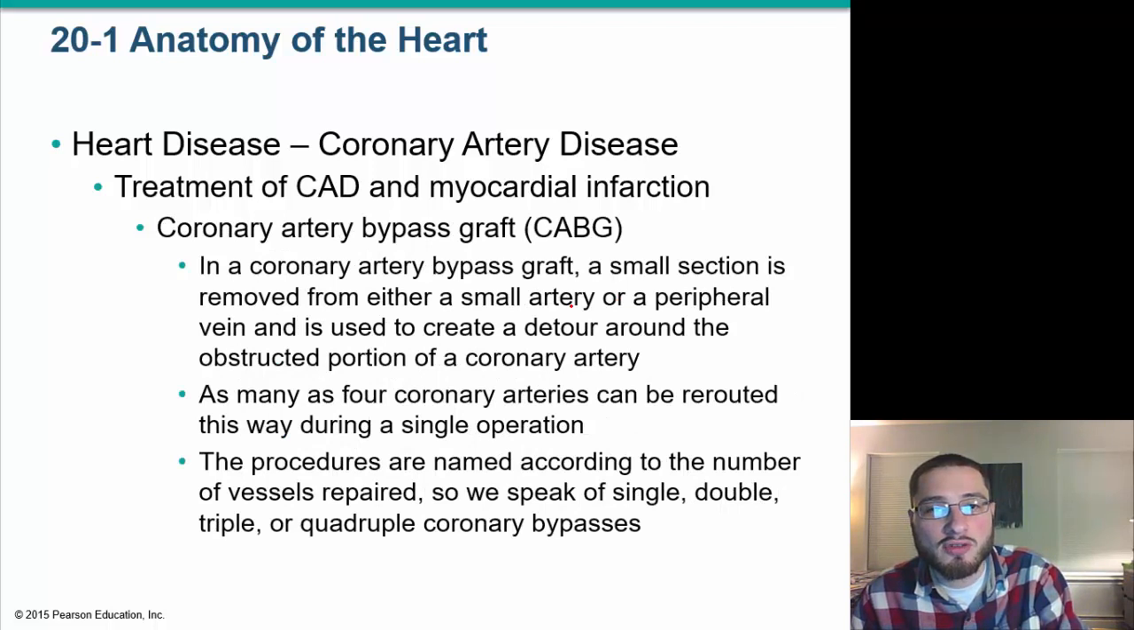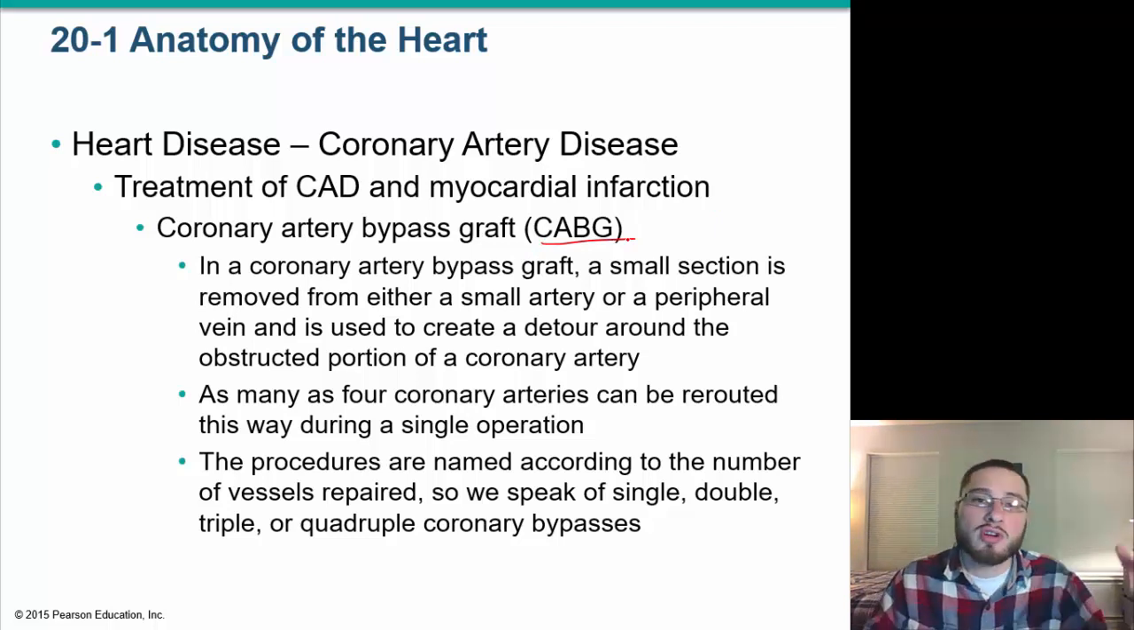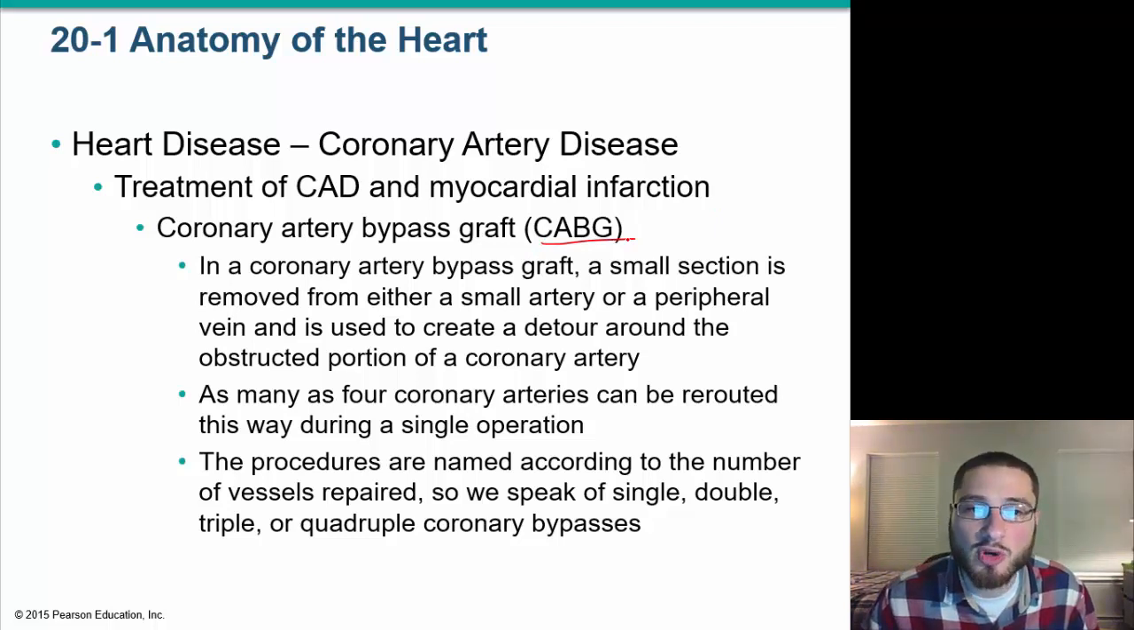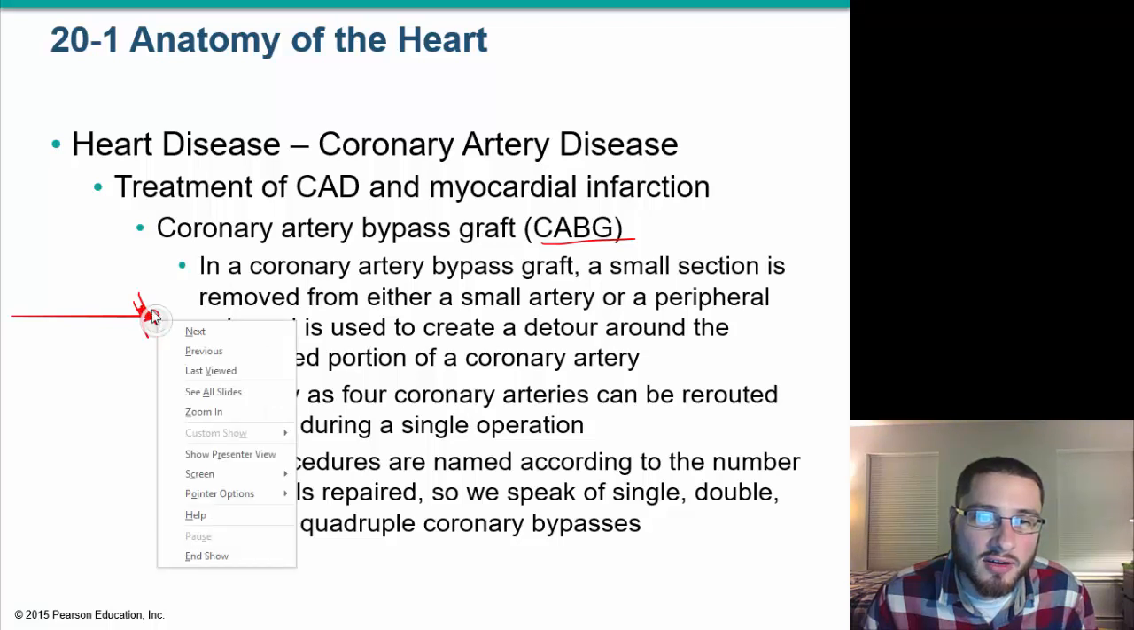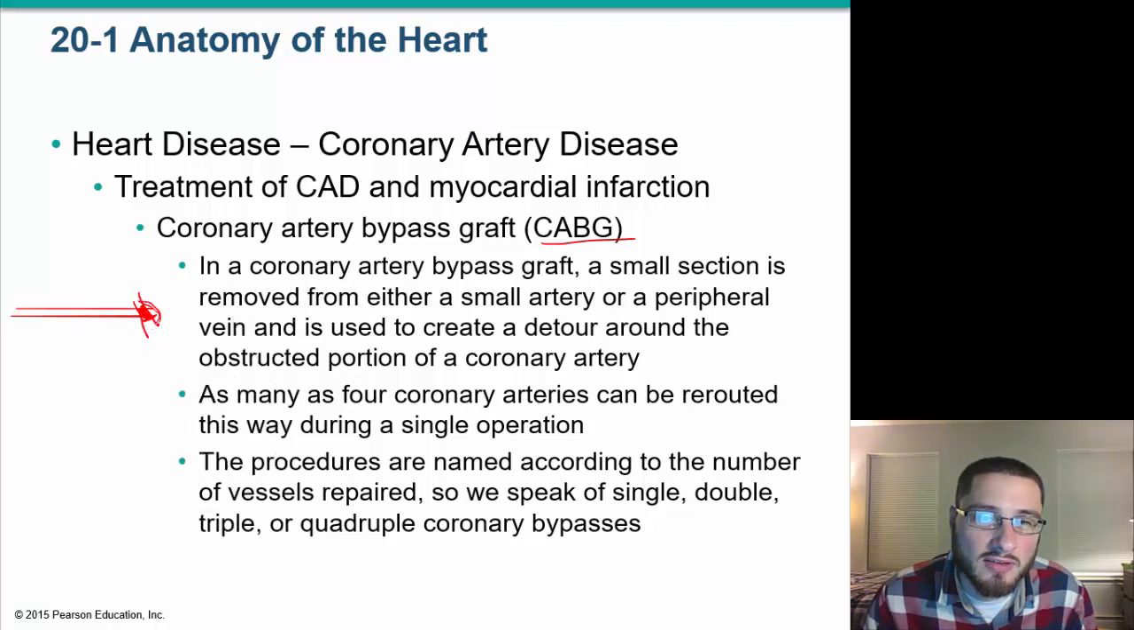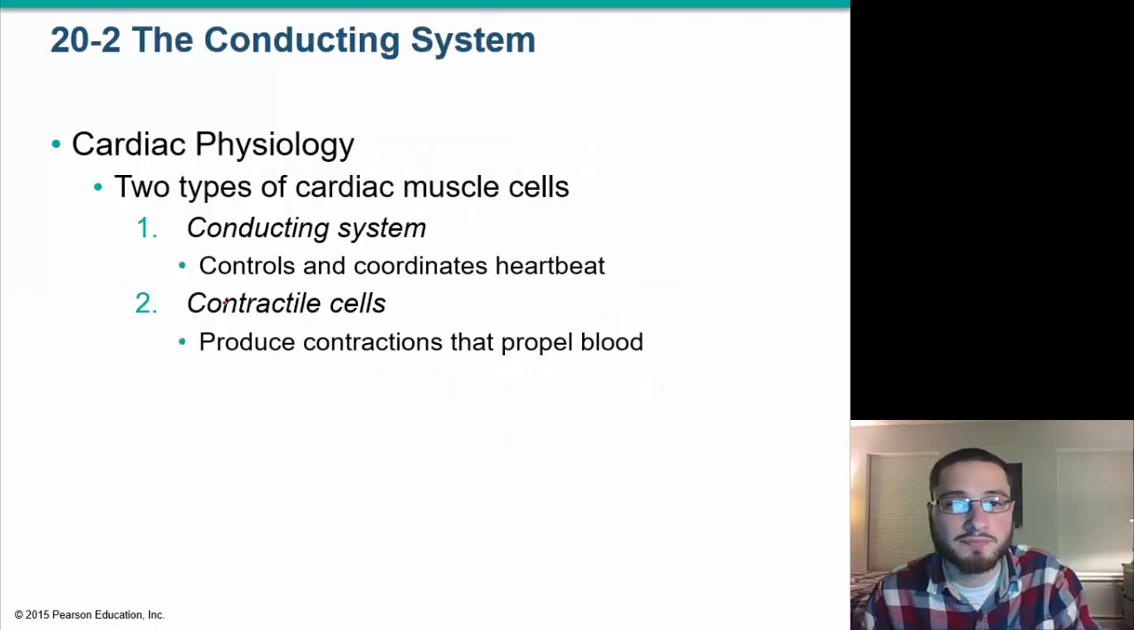Then you also have coronary artery bypass graft, or sometimes they call it a CABG, or cabbage, because they don't want to say coronary artery bypass graft every time. A small section is removed from either a small artery or a peripheral vein and is used to create a detour around the obstructed portion of the coronary artery. So if this vein right here, or this artery, is going to be blocked off, they're going to take maybe an artery from your thigh, and create this area for the blood to now flow around this blockage area.